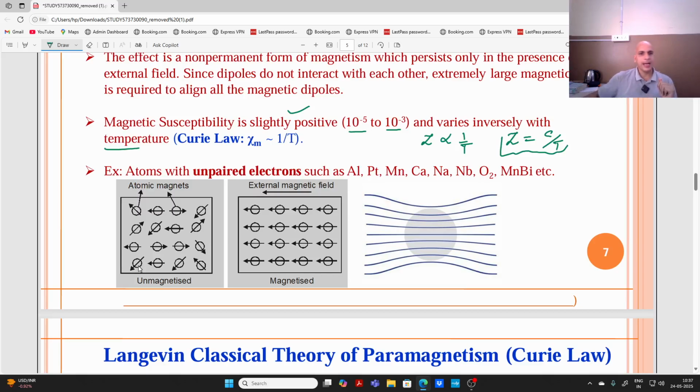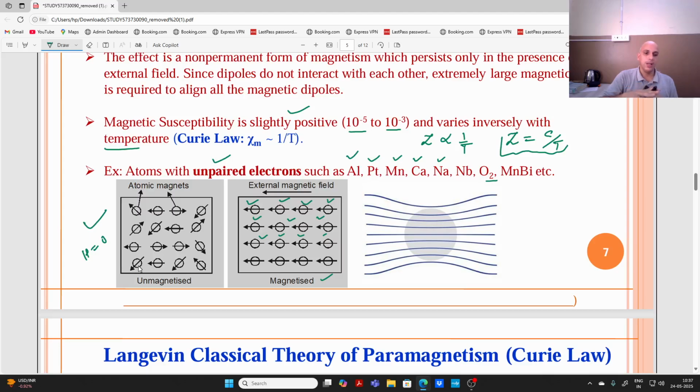You can see atoms with unpaired electrons, I told you, such as aluminum, platinum, manganese, calcium, sodium, oxygen, all these are paramagnetic. You can see here what I was saying: atomic magnets when H is equal to 0 are all randomly oriented, but when we apply the external magnetic field, they align themselves in the direction of the magnetic field, and the material gets weakly magnetized, right?